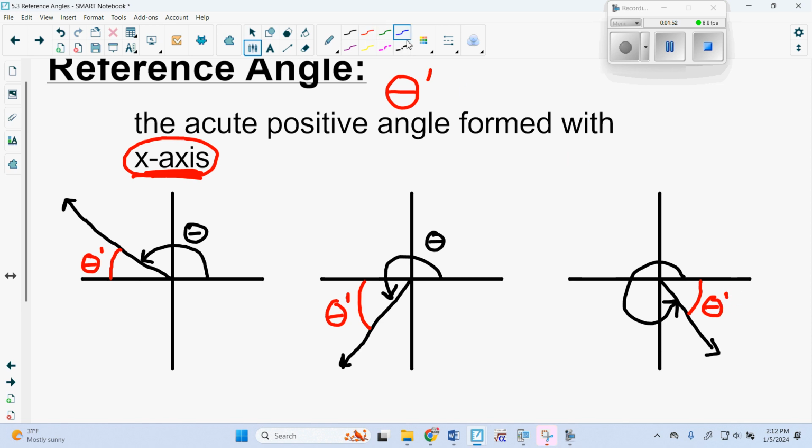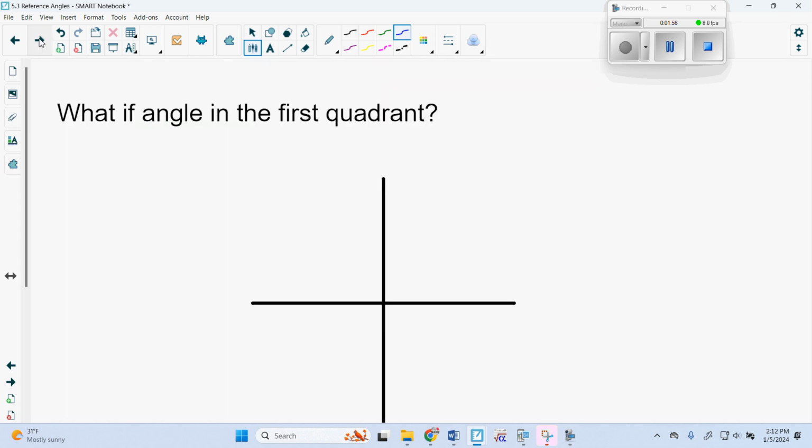Now, you may be wondering, what about the other quadrant? We have the first quadrant. Why don't we have a reference angle in the first quadrant? Well, if you're in the first quadrant, this angle here, theta, is your reference angle. We only have reference angles when we're not in the first quadrant.